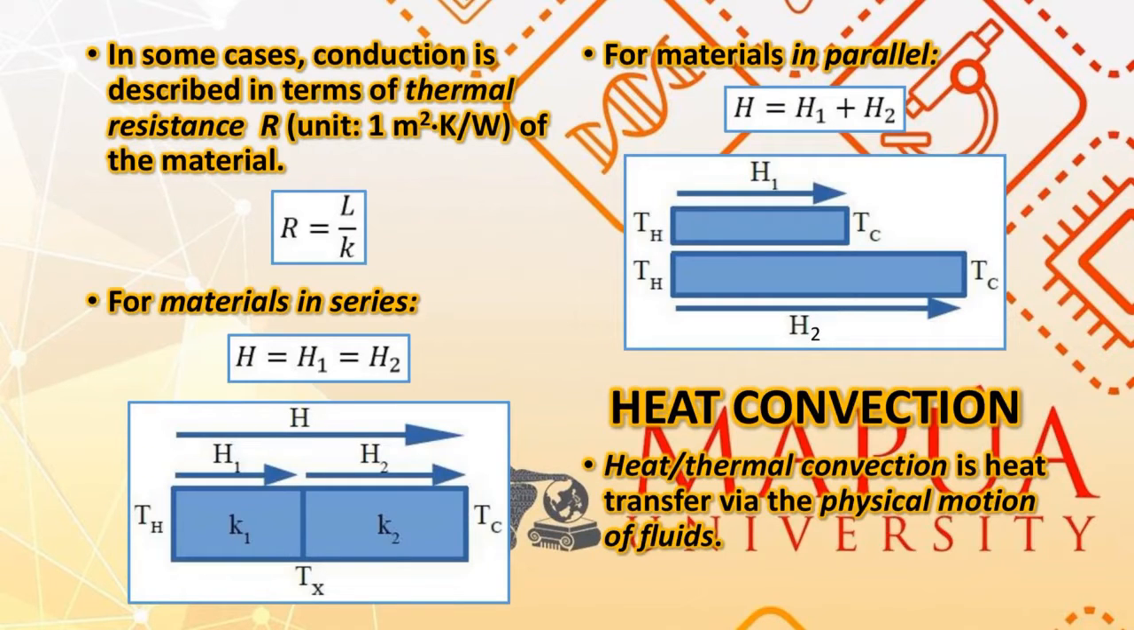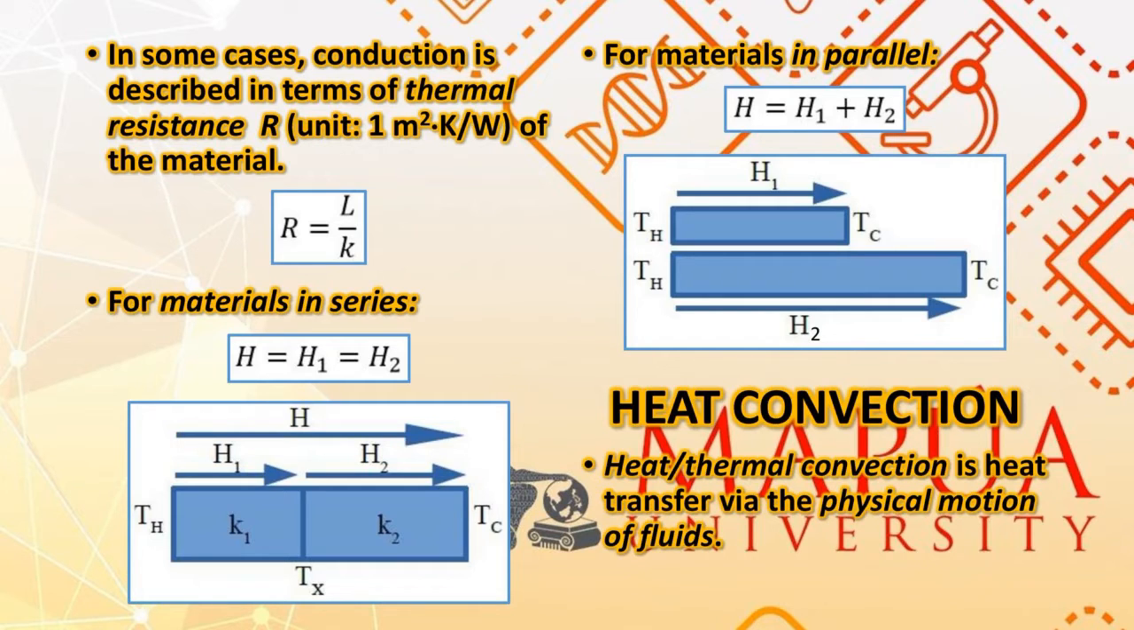In some cases, instead of using thermal conductivity, conduction is described in terms of thermal resistance, capital R. Unit is meter squared Kelvin per watts. The thermal resistance of the material, capital R, is given by R is equal to L over K. Be able to convert from thermal resistance to thermal conductivity and vice versa.